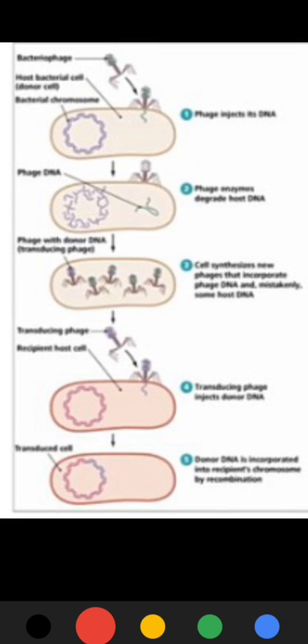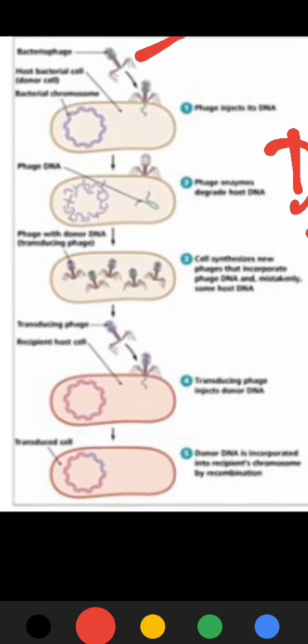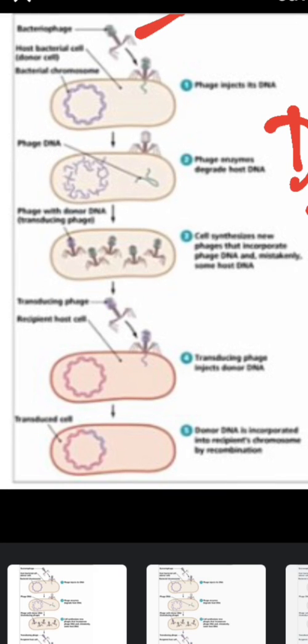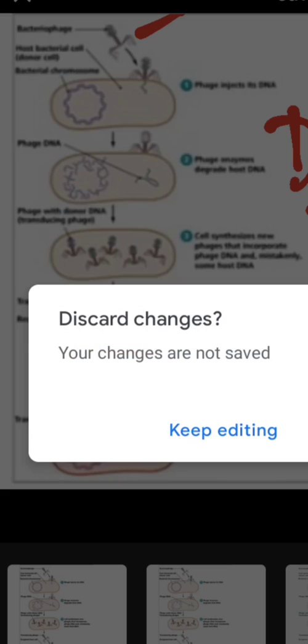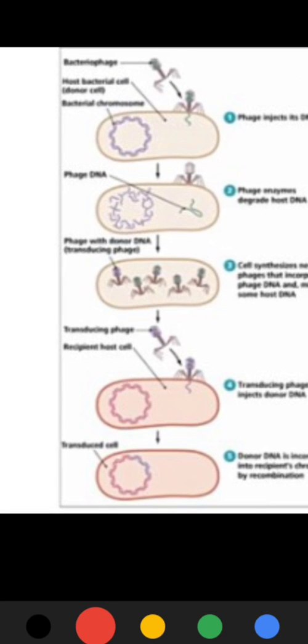Transduction is the transfer of genetic material, that is the DNA, from the donor host cell to the recipient host cell with the help of a bacteriophage. There are two types of transduction. The first is generalized transduction and the second is specialized transduction. Today we are going to discuss generalized transduction.